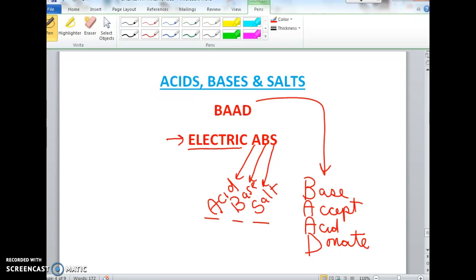And finally, Mr. Russo reminded me today of bad. What's bad? B is for base, A is for accept, A is for acid, D is for donate. Of course, you're accepting H plus, a proton; you're donating a proton.